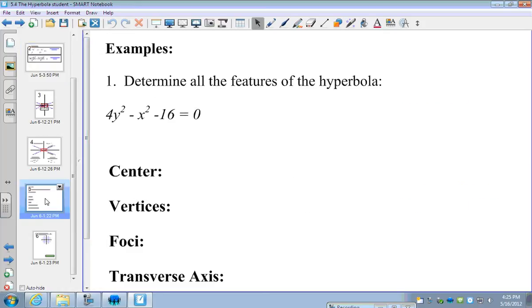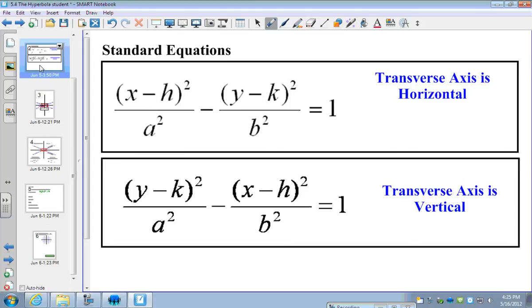Okay, ready? We're going to determine all the features of this hyperbola right here. 4y squared minus x squared minus 16 is equal to 0. The first thing I'm going to do is get it into a form that I like. So I'm going to first go 4y squared minus x squared is equal to 16. Then I am going to divide everything by 16 because this is the form that I want it in, because this tells me some information. So I want it to equal 1.